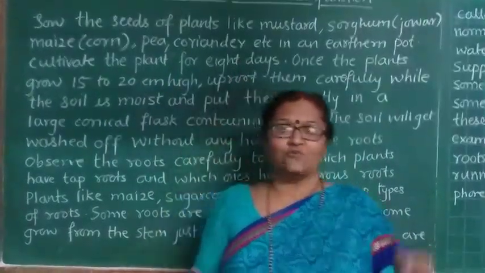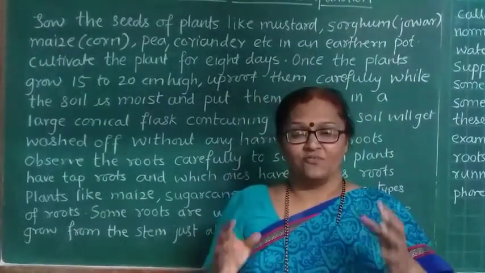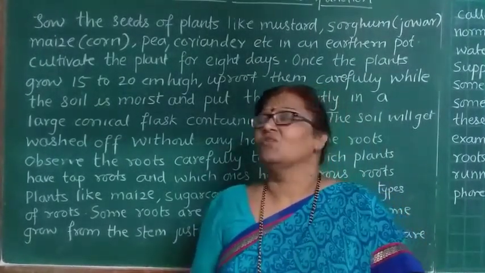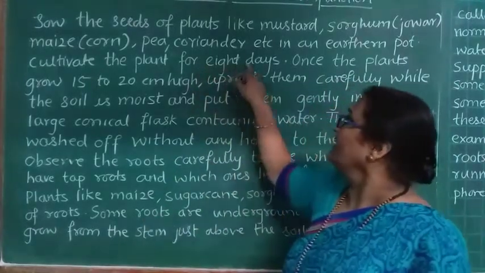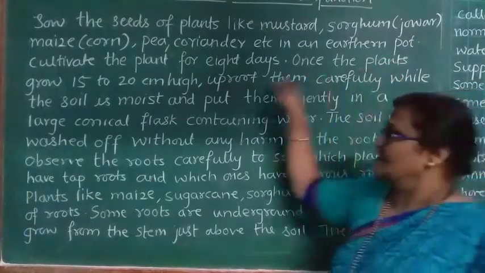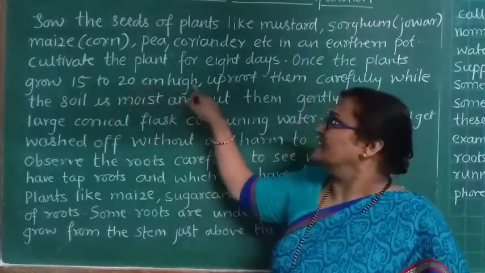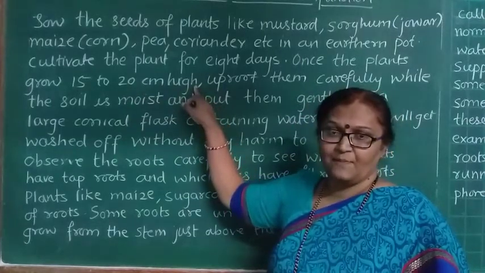What you have to do? You have to keep these seeds in an earthen pot with mud in it. For how many days? For 8 days. Then see, once the plant grows 15 to 20 centimeters high, what happens?